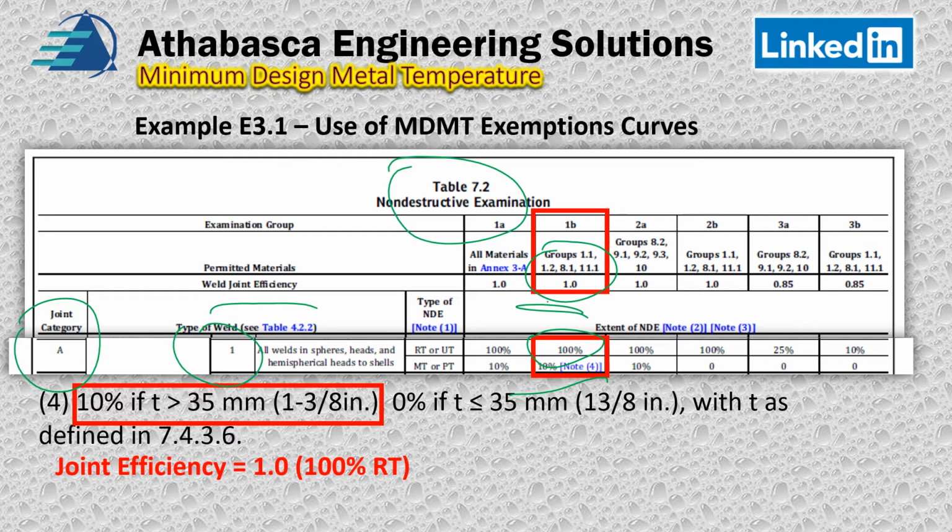In conclusion, we are sitting at a joint efficiency of 1 because our RT is 100%, and we are going to be doing some other testing as well.